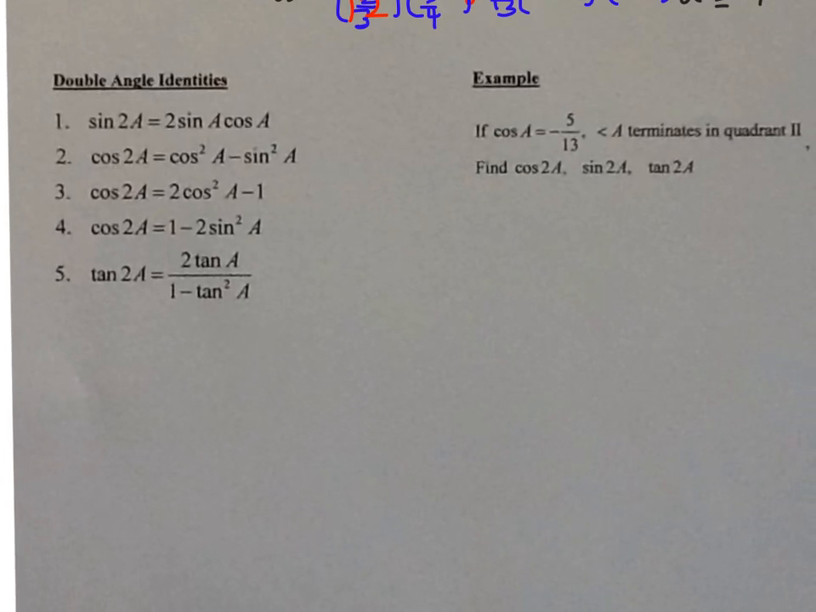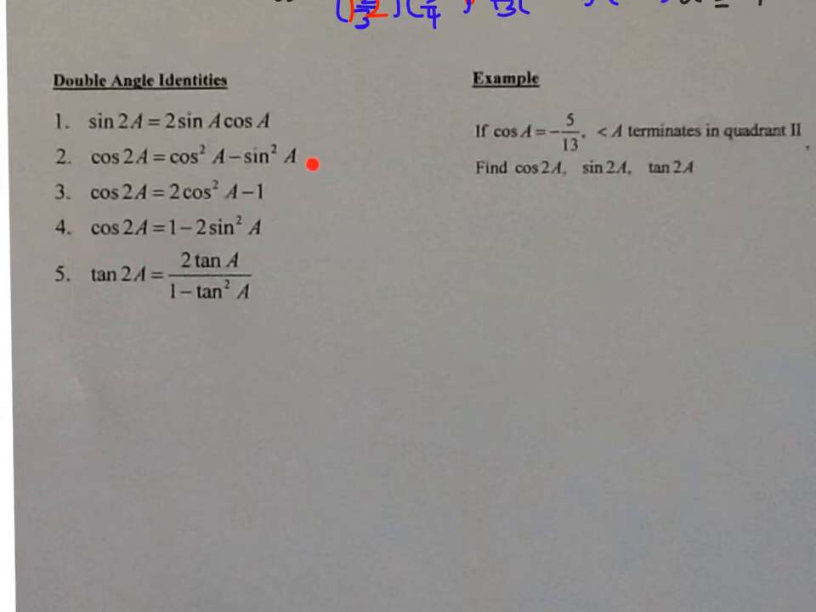Okay, so the first one is sine of a double angle, and it's a double angle because it's 2 times the angle. It is 2 sine A cosine A. So in order to find the double angle for sine, you have to have sine and cosine.